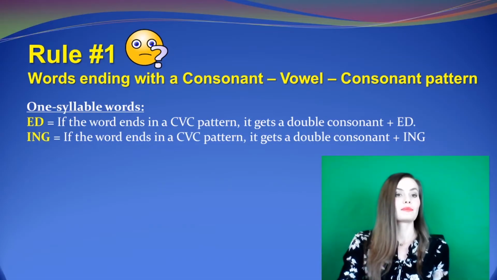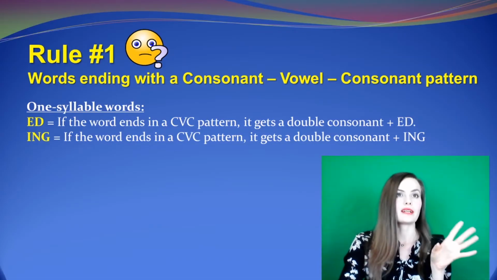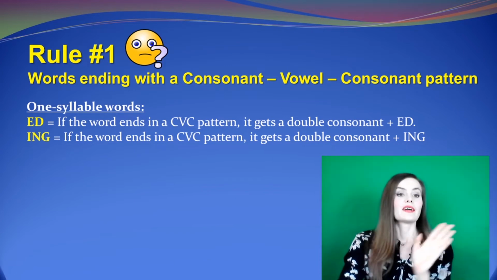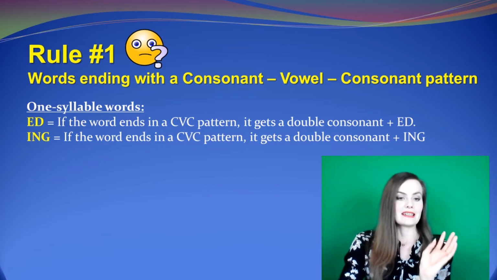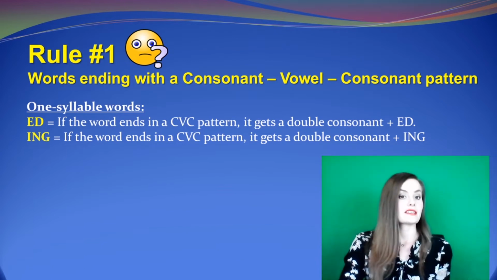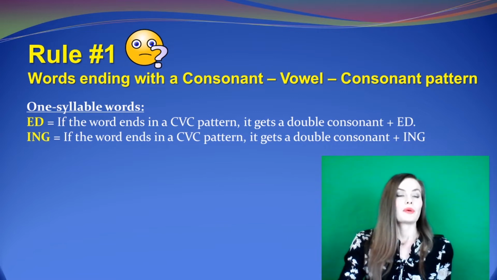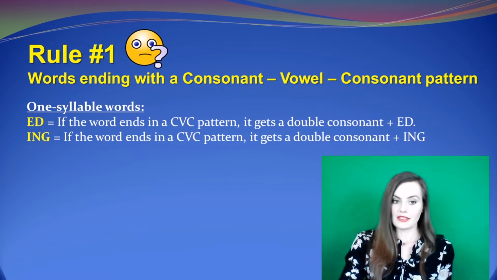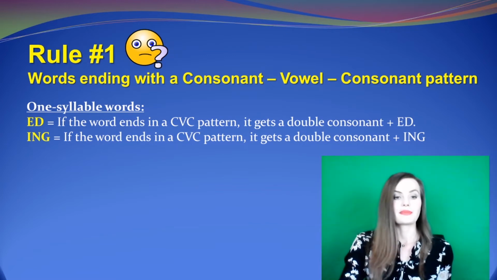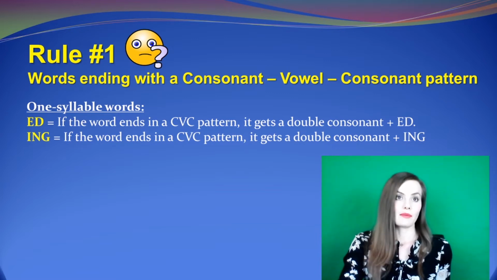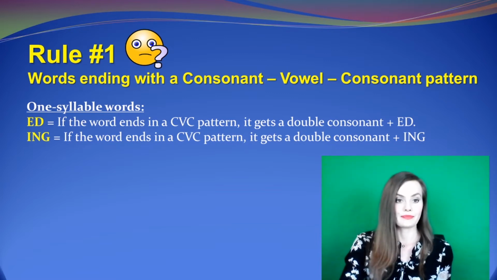Now we think about one-syllable words. When we want to add ed, if the word ends in a CVC pattern, which is consonant, vowel, consonant, it gets a double consonant plus ed. Now we'll look at an example and you will understand what I mean. Next, when we want to add the ending ing, we work based on this rule. If the word ends in a CVC pattern, it gets a double consonant plus ing.